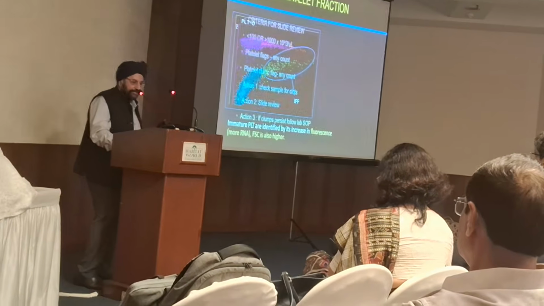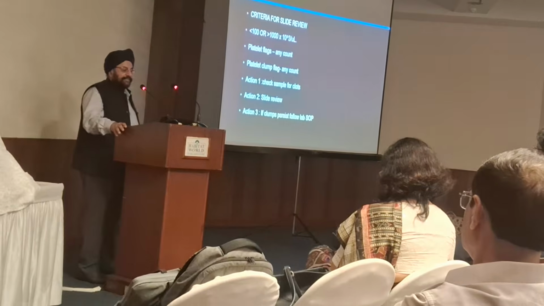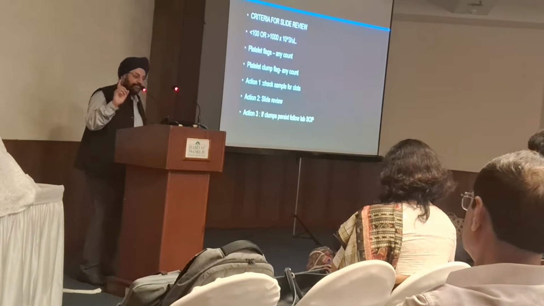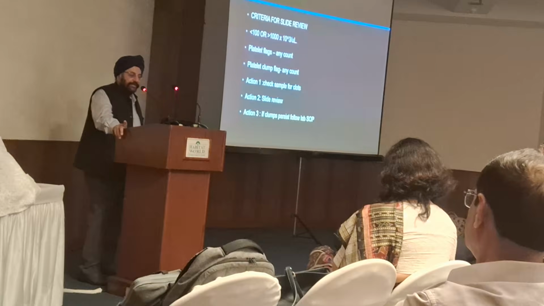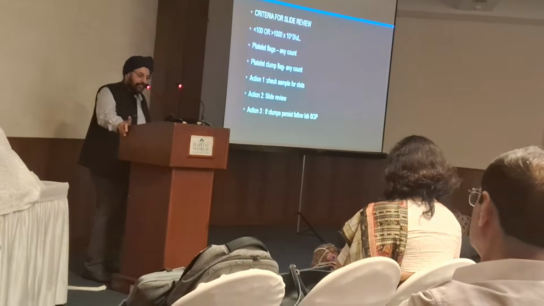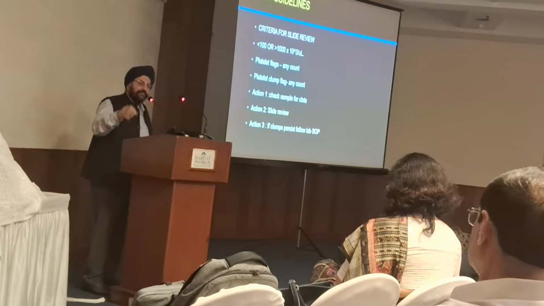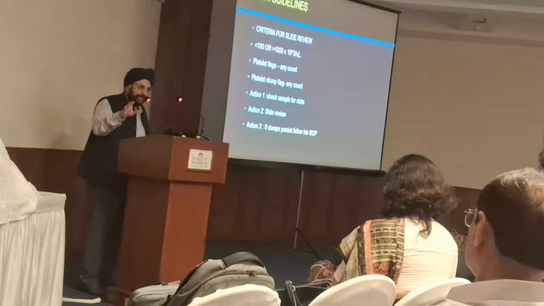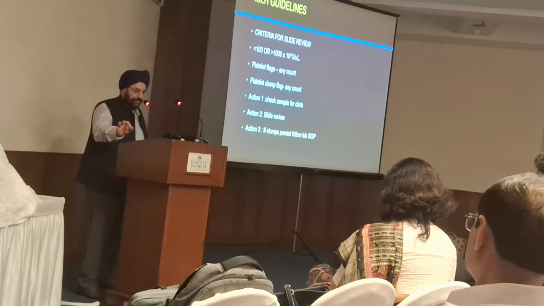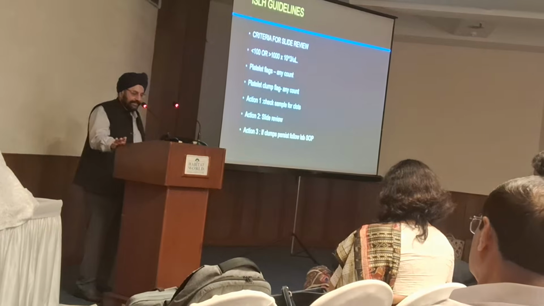Immature I already discussed. Now coming to the ISLH guidelines. There are certain guidelines for smear reviews. When the platelet count is less than 1 lakh or more than 10 lakhs, whenever the machine gives any platelet flag, abnormal platelet distribution, giant platelets, platelet clumps, whatever, you have to recheck through the slides.